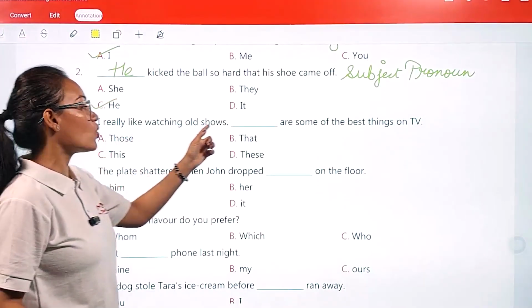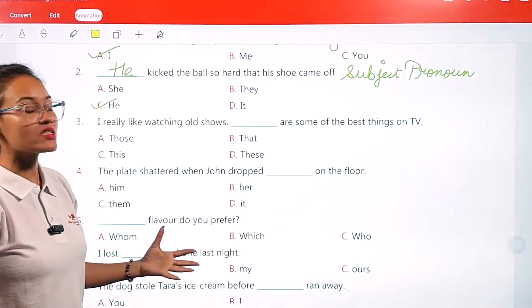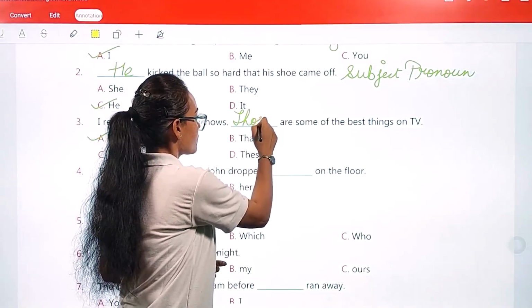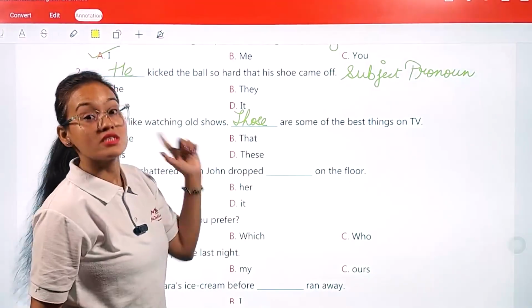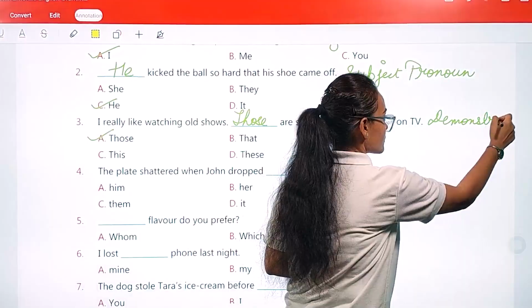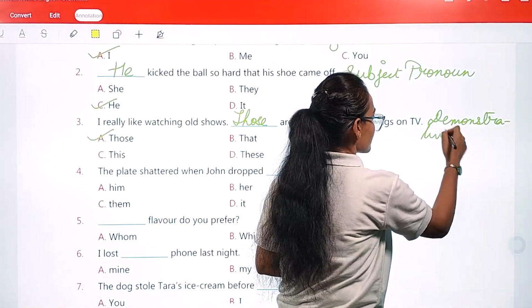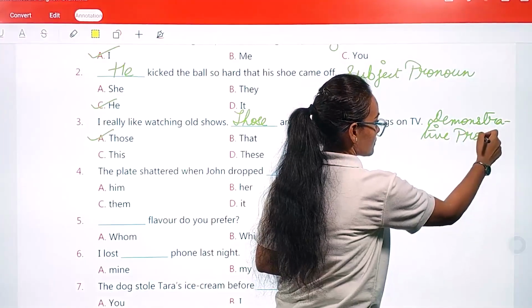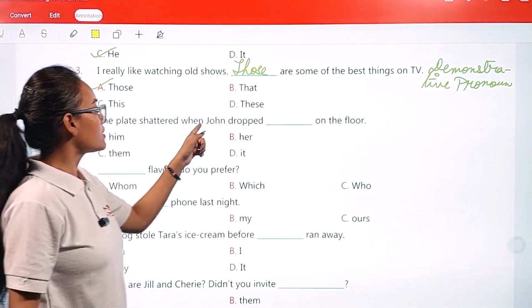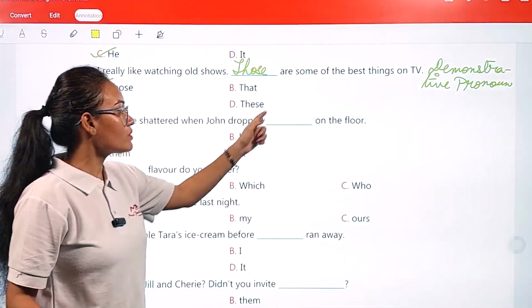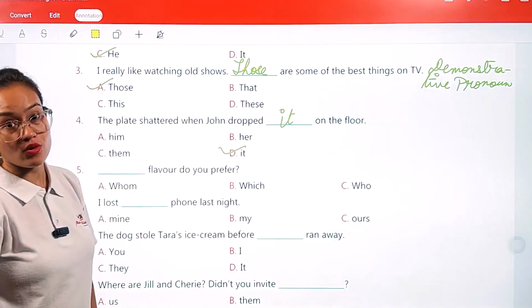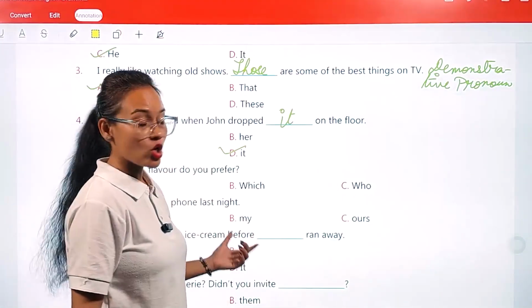I really like watching old shows. Dash are some of the best things on TV. Those. Those are, it comes under demonstrative pronoun. Okay. The plate shattered when John dropped dash on the floor. Dropped it on the floor. It will be your object pronoun. Okay, because here we are talking about the object.